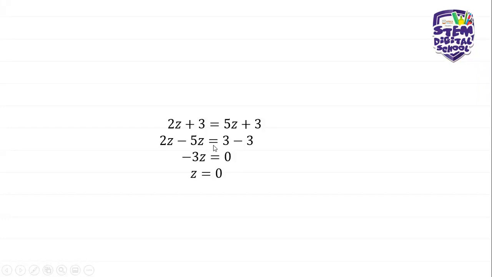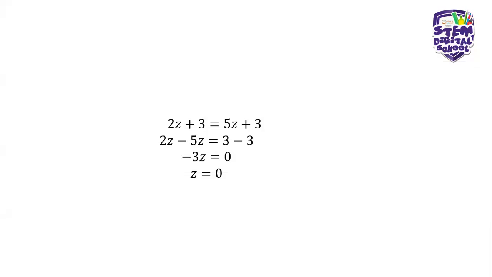So 2z plus 3 is equal to 5z plus 3. Again, what you need to do is group the like terms together, and in this case, our like terms will be 2z and 5z, together with 3 and 3 on the right-hand side. So we have 3 on the left-hand side, which is positive. We also have 3 again on the right-hand side, which is also positive.